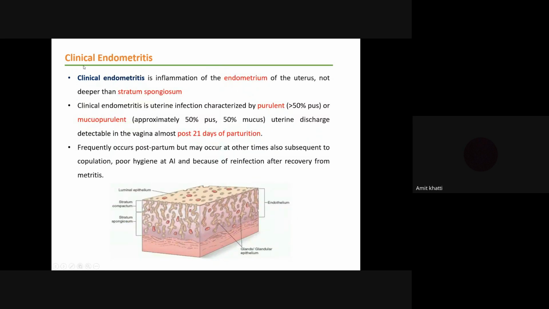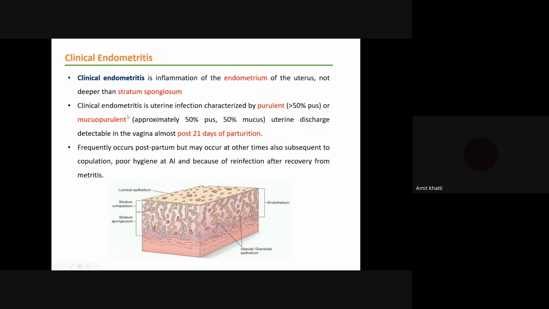Third one is the clinical endometritis. As the name itself indicates, it is the inflammatory condition of the endometrium only, not all the layers of the uterus. Generally, the infection will not penetrate deeper than the stratum spongiosum layer. As you can see in the sketch, this particular depth of the endometrium will be covered during the infection of clinical endometritis, not deeper than this point. Okay. And how will it be characterized?